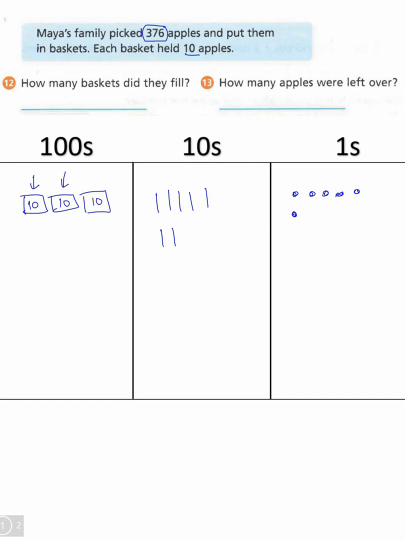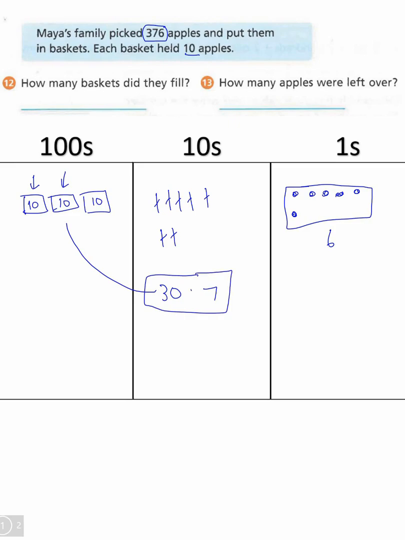So all of this really equals 30, right? 30, and then we can count these: 31, 32, 33, 34, 35, 36, 37. So we have 37 groups of 10. But then we have this over here, that's 6 single ones that we can't put in there. Those are not groups of 10, right? So how many baskets, how many groups of 10 were they able to make? They were able to make 30 plus 7.